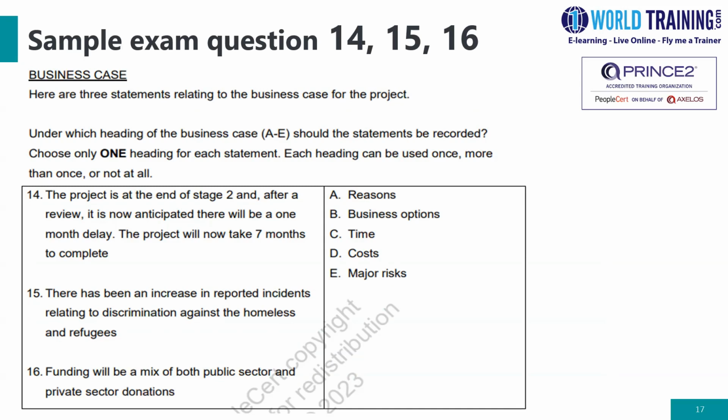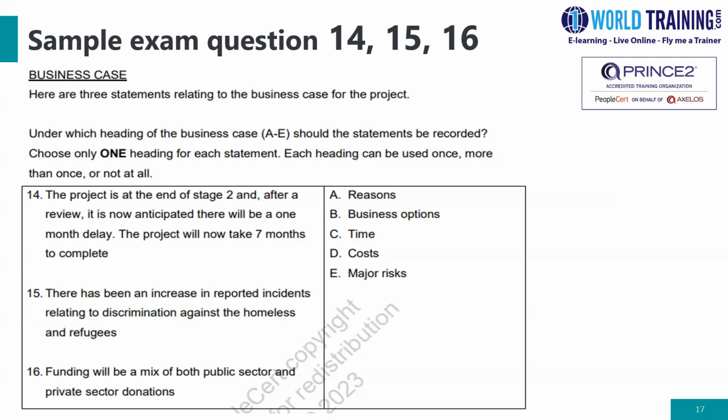For example, 14: the project is at the end of stage 2, and after a review, it is now anticipated there will be a 1-month delay. The project will now take 7 months to complete. So this one has got some ideas pertaining to time, and you kind of map it to C. So the answer for 14 is C.